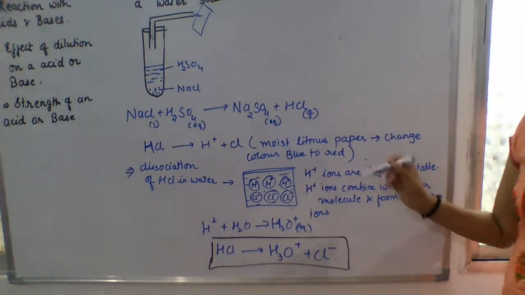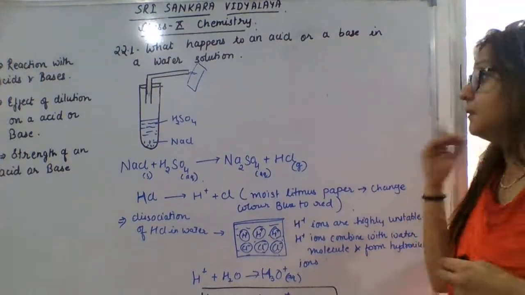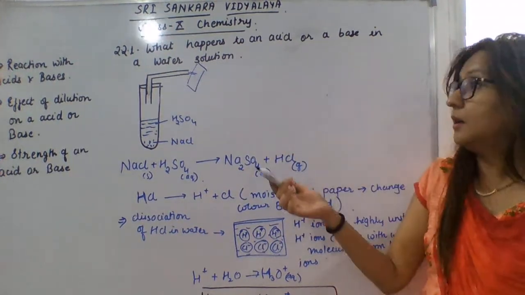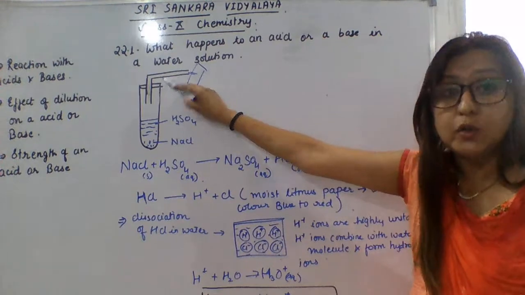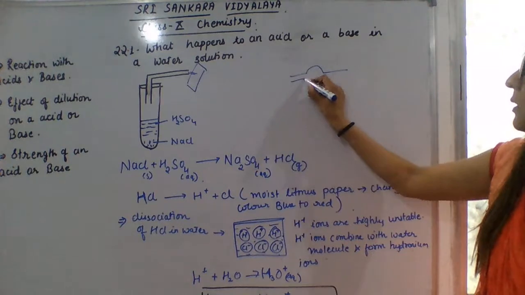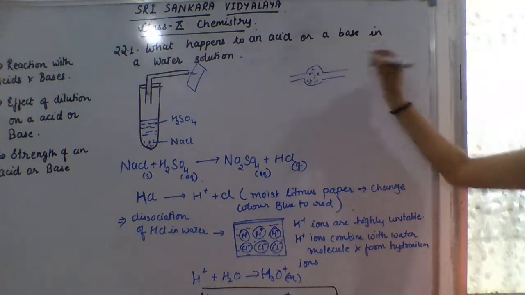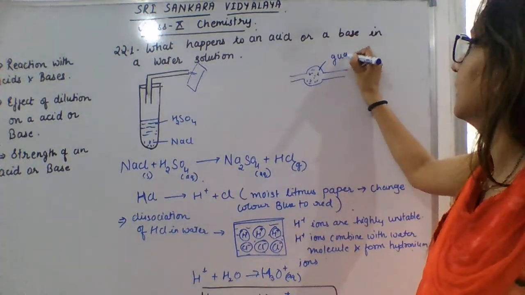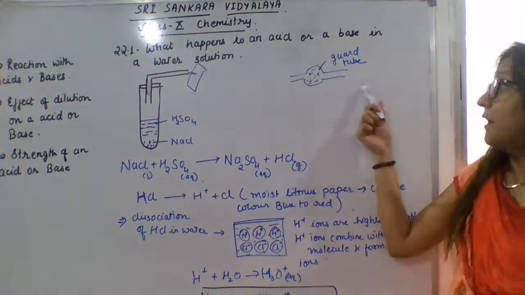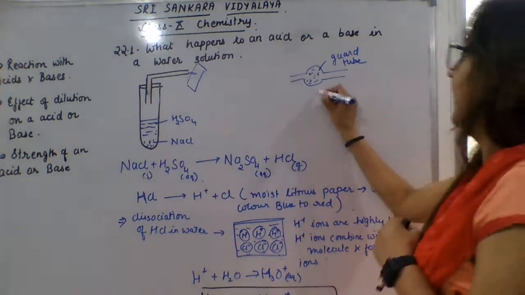Now we will see the moist climate. Suppose the climate is very moist. Then instead of using this bent tube, you will use this type of tube. This is called a guard tube, used instead of the bent tube in a moist climate. Why? Because this guard tube consists of anhydrous calcium chloride.